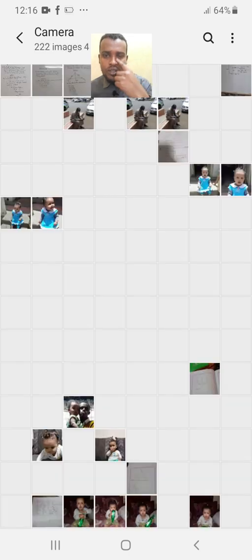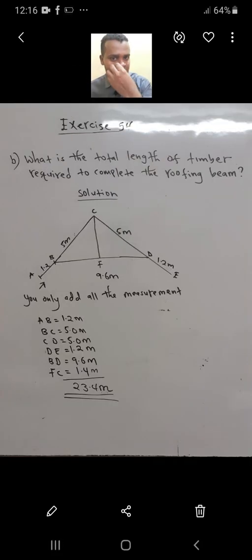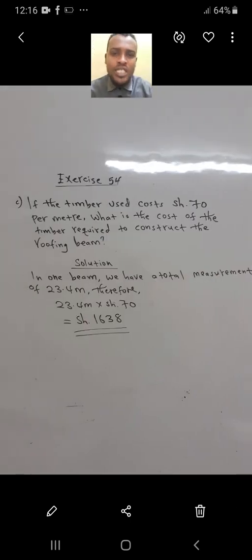Let's go back to the lesson, sorry. Now, this is the beam. So if you want to get the total measure of the beam, that's 23.4 meter. Now, each and every 1 meter costs 70 shilling. And I have a total of 23.4 meters. So therefore, you multiply 23.4 meter multiplied by 70 shilling. Because each and every 1 meter costs how much? 70 shilling. Therefore, the answer will be 1,638 shilling for C.